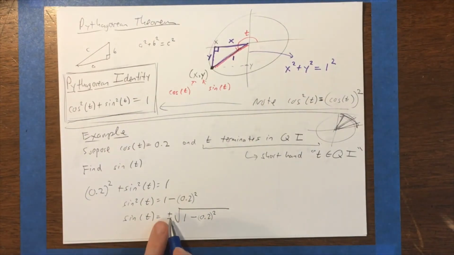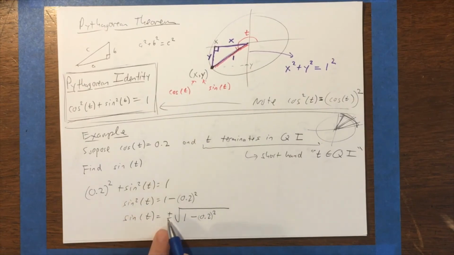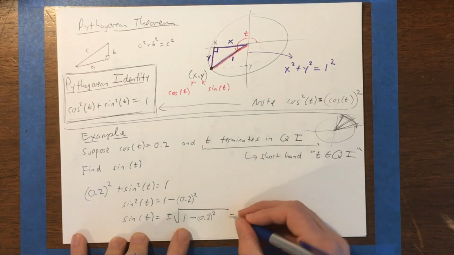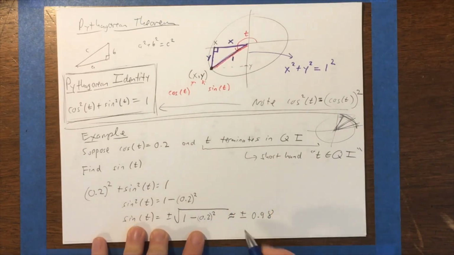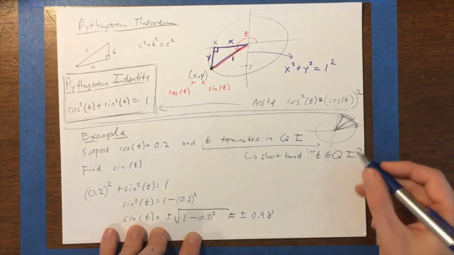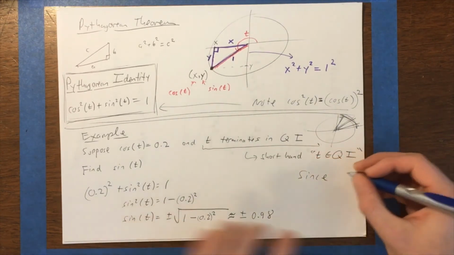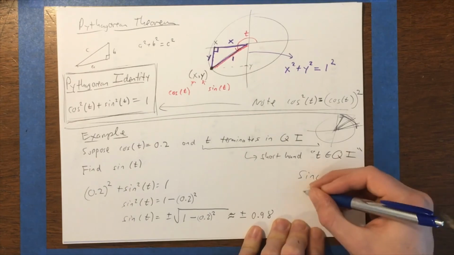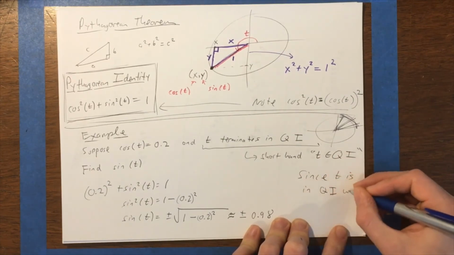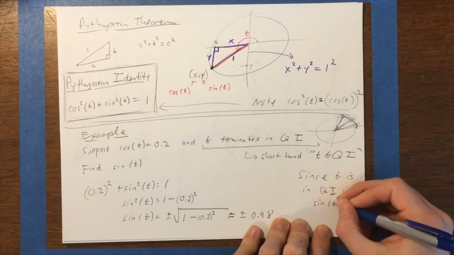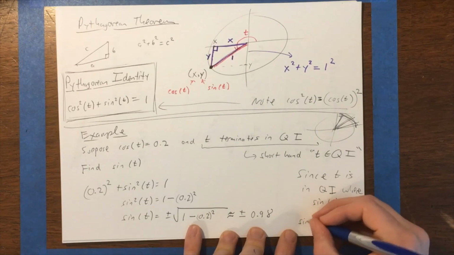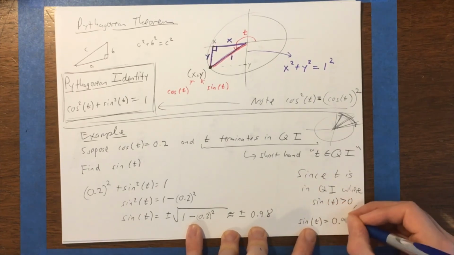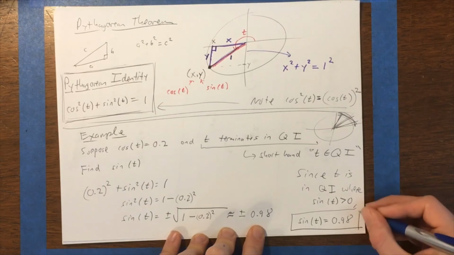Either positive or negative, right? If you take the square root of both sides of this equation, sine of t could be either positive or negative this square root. And that is approximately plus or minus 0.98. But the question is plus or minus, right? Well, since t is in quadrant 1, where sine of t must be positive, since we know the quadrant, we can say with confidence sine of t must equal positive 0.98. And we did it.